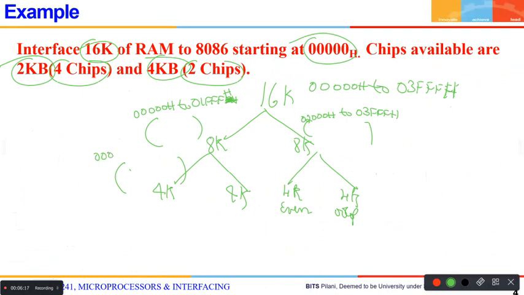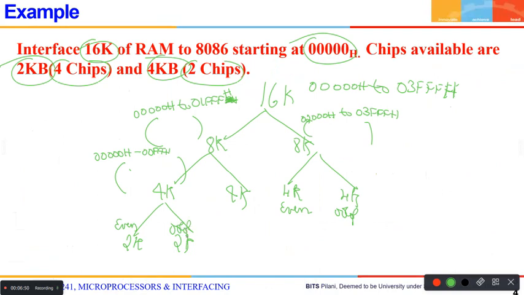00000H to, tell me what the ending address of 4K is. No, 00FFFH is the address range of this. But you can once again divide this into two 2K chips, which are available to you for the design. That means the even addresses of this range will come here, and all odd addresses will go here.